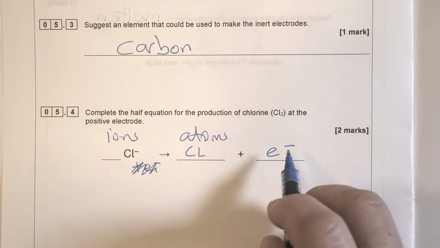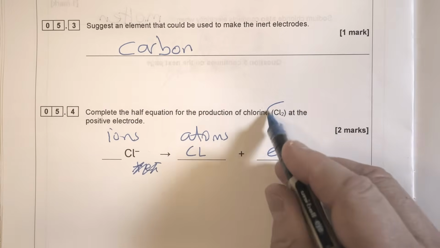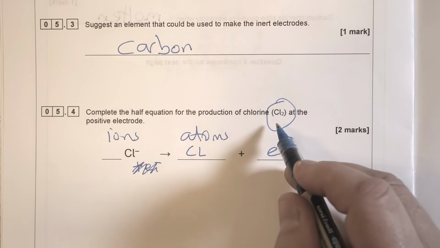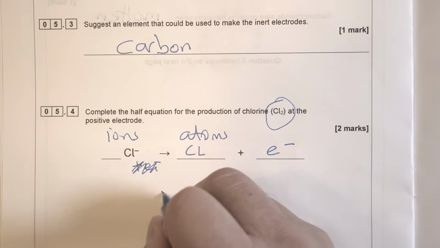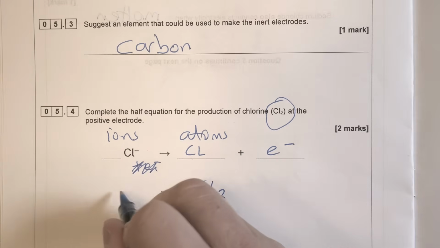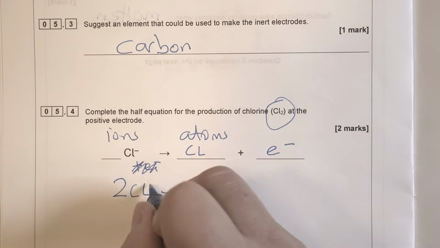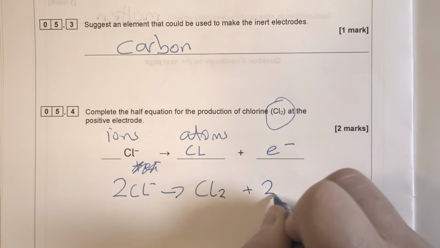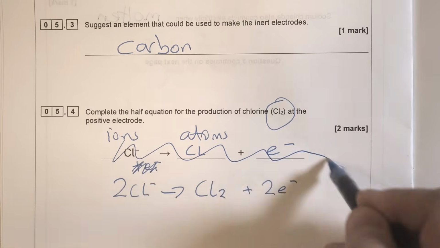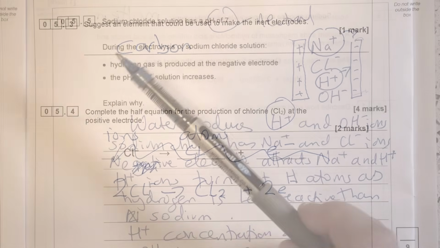That's now balanced. The only other thing we need to remember is that chlorine is a halogen, so it goes round in pairs. It forms diatomic molecules. So if we're going to form molecules like that, we need to start off with 2 lots of that, and we'll also have 2 electrons left over. So once we've done the working out part, I would cross that out, and there's your answer.